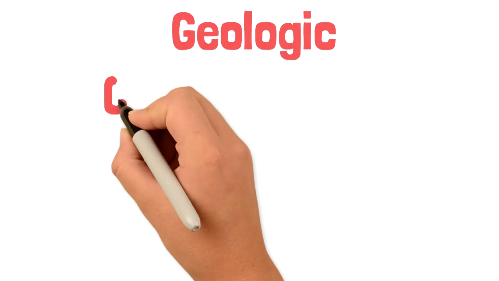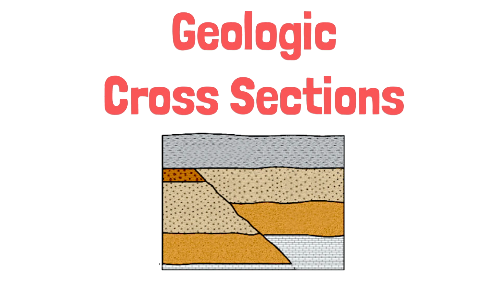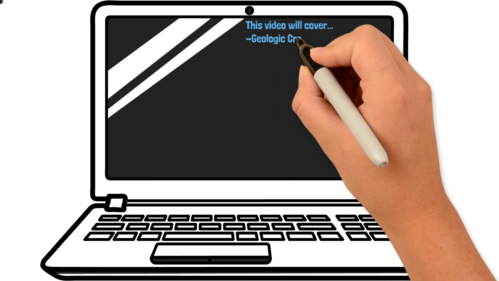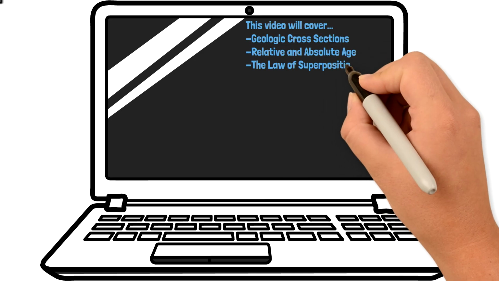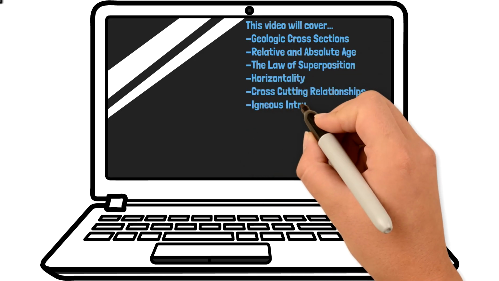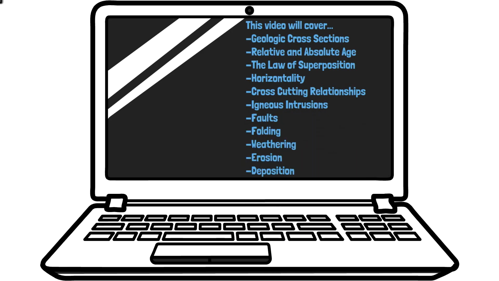In this unit, we will learn about geologic cross-sections. This video will cover geologic cross-sections, relative and absolute age, the law of superposition, horizontality, cross-cutting relationships, igneous intrusions, faults, folding, weathering, erosion, and deposition.